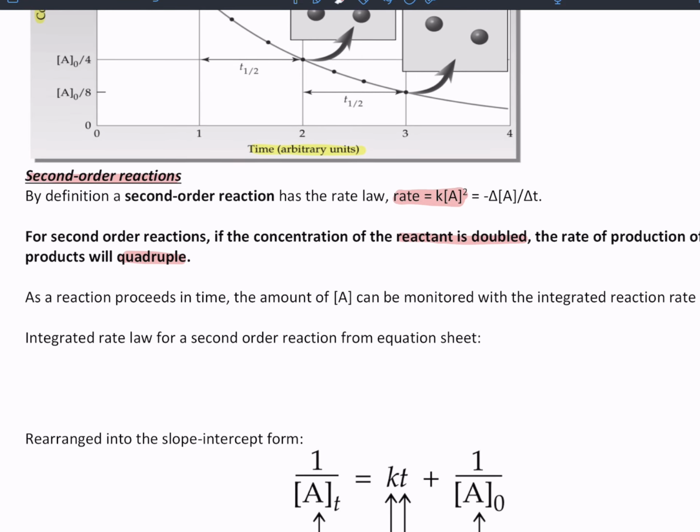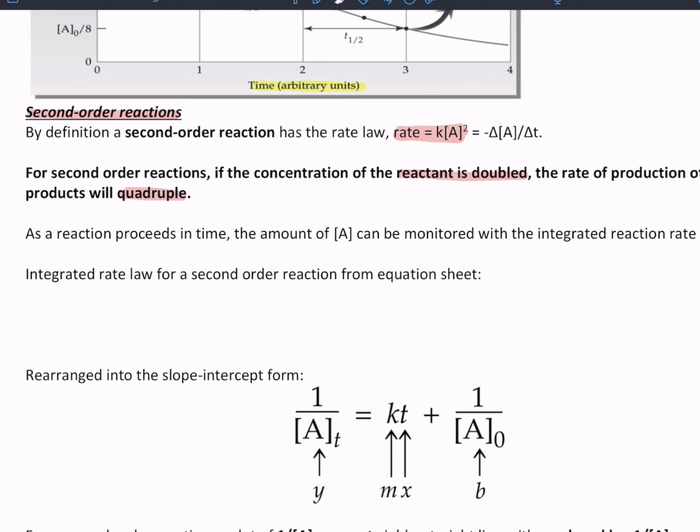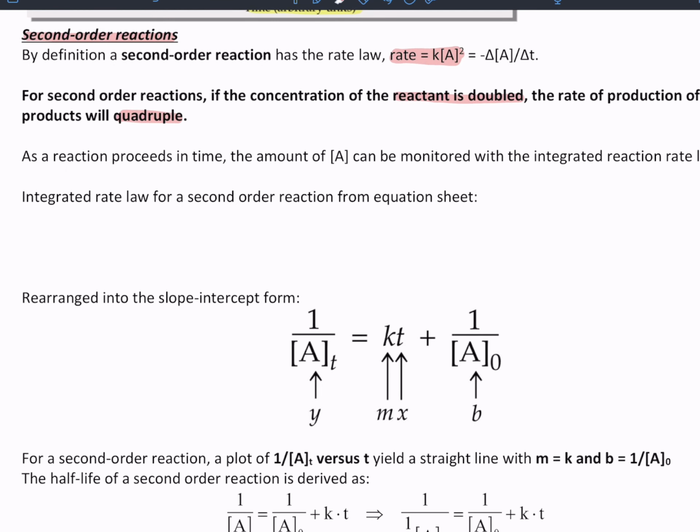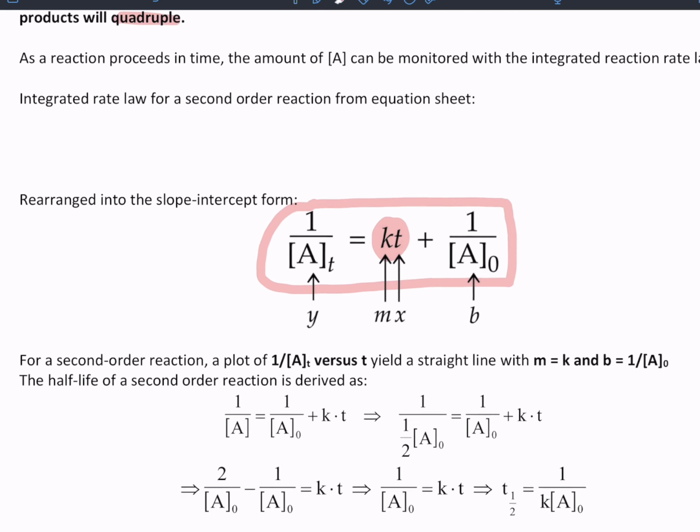Okay, again, we can monitor this in a similar way using an integrated rate law for second order, but this time we're going to see that it is the inverse of the concentration versus time that's going to give us a straight line graph. So our slope-intercept form for this is going to be 1 over concentration of A at our time is equal to positive kt plus 1 over the initial concentration of A. A big thing to notice here is that the slope is going to be positive for this straight line graph, whereas in the first order, it's going to be negative. Okay.